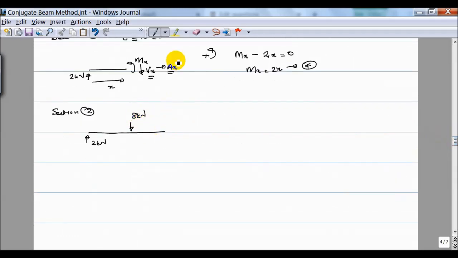So now this is for the range x greater than 3 and less than 6. Now the Mx, and the x is always measured from the left-hand support. So Mx minus 2x plus 8 into (x minus 3), because this is 3.